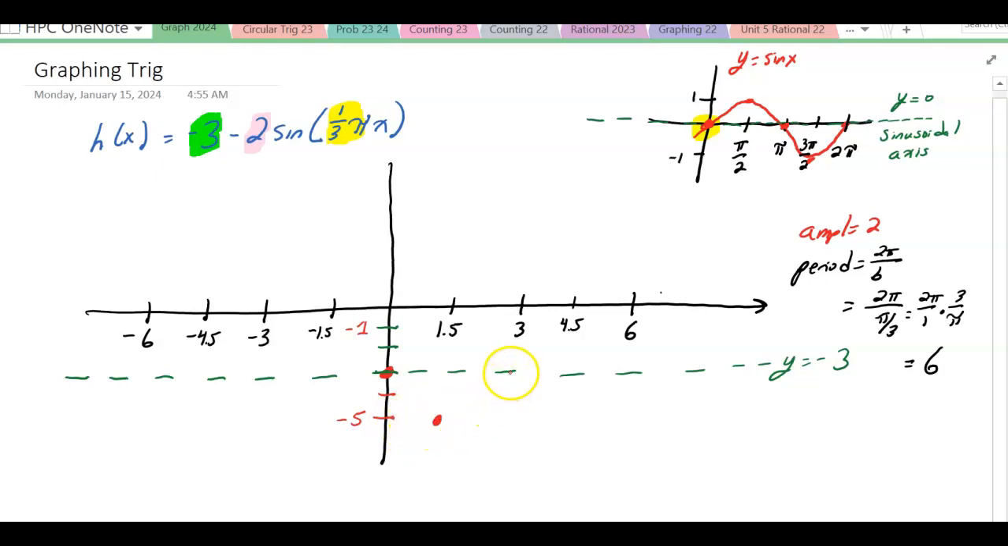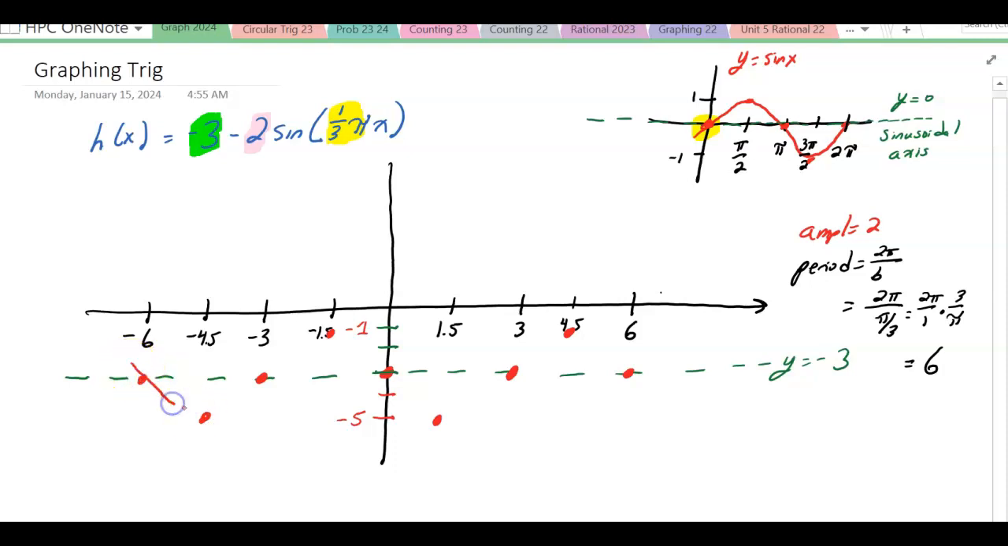Then we're going to be back on the sinusoidal axis. Then we're going to occur at the maximum, and then back on the sinusoidal axis. And then I'm going to repeat this pattern to the left. So at -1.5, I'll be at -1. At -3 on the sinusoidal axis, at -4.5, down at -5, and then back on the sinusoidal axis.